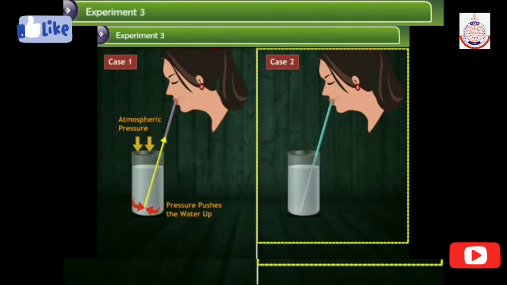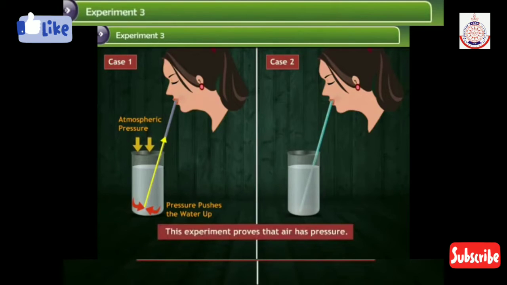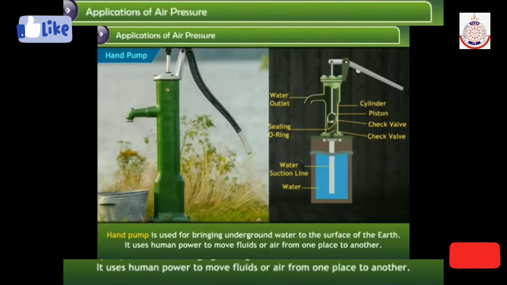But the blue straw with the holes allows an endless supply of air to come in. And therefore, the air pressure is never reduced and the liquid never travels up the straw. This experiment also proves that air has pressure.